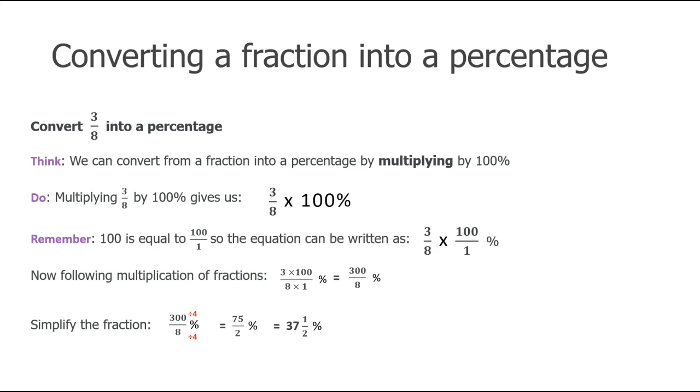You multiply by 100. If you're going from a percentage into a decimal, like we saw in the previous slides, you divide by 100%. Have a go at these two examples for yourself in your book if you need to, and you can go on and have a look at some of the questions that will be assigned to you.